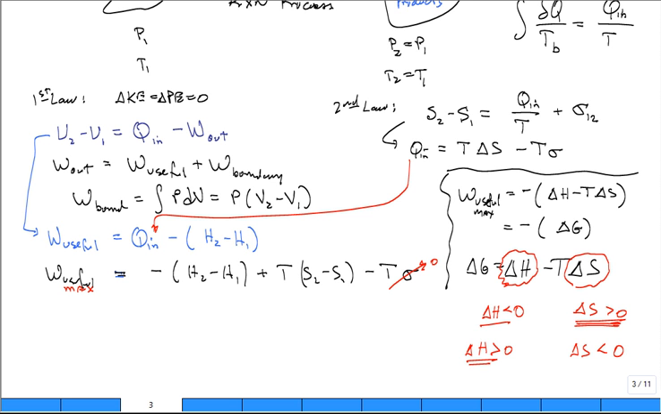And then some other reactions give off heat, but become less disordered. That works well at a certain temperature. If you're above that temperature, great. If you're below that temperature, not so great. Okay? All right.